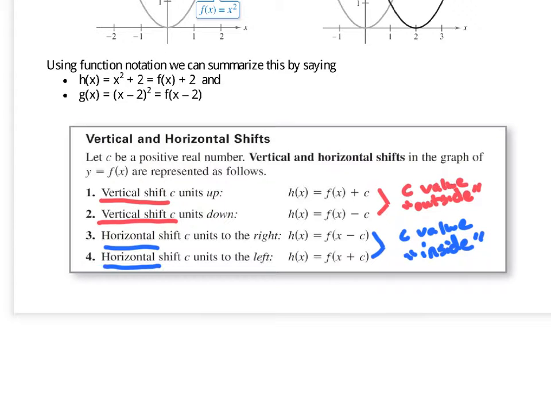If you take a look at the horizontal shifts, left or right, the constant value will be inside, quote unquote, next to the independent variable. And again, we will show you some examples of that. So this outside to inside relationship, you'll hear me saying a lot throughout this lesson and the next.